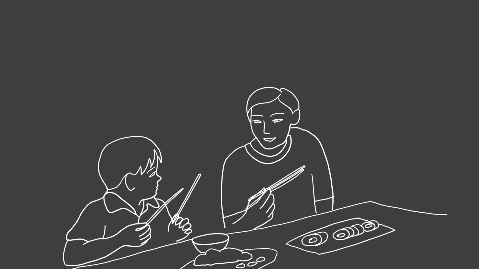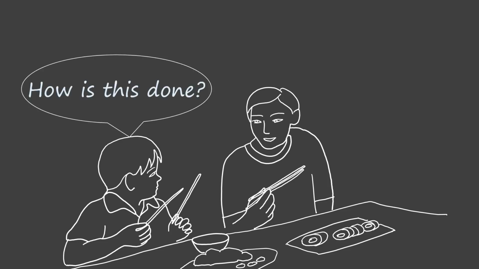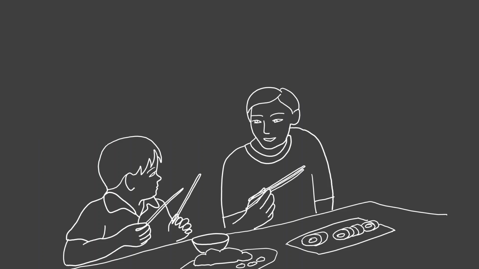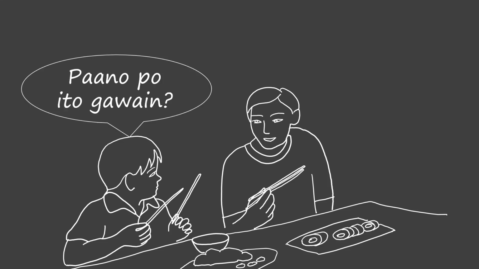Let us practice those new words using an illustration. Here is a father and son, and the son does not know how to use the chopsticks. So he asked, "How is this done?" "Like this," said the father. Here is the Filipino version. Paano po ito gawain? Ganito.